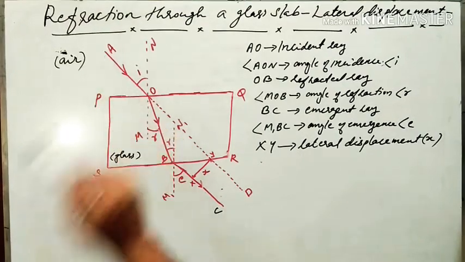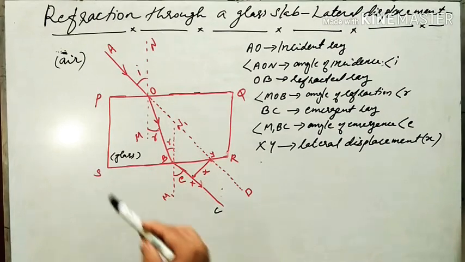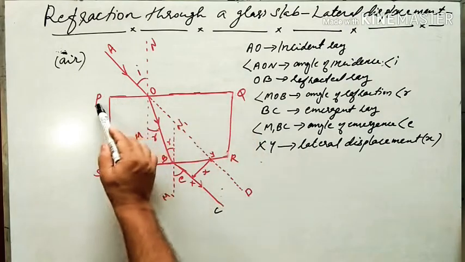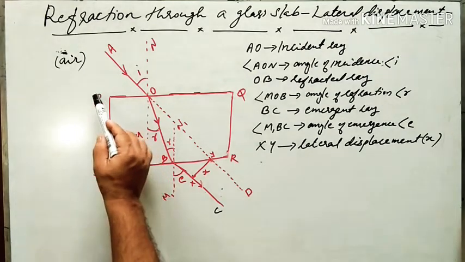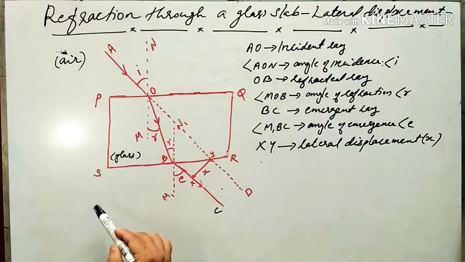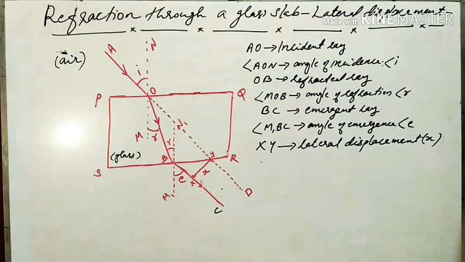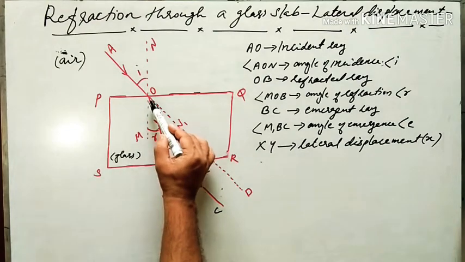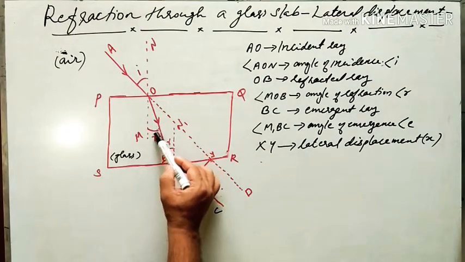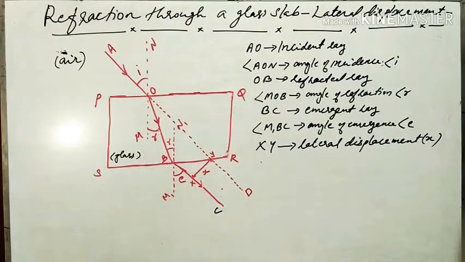Now the ray of light AO is ready to enter from air to glass. Refraction is taking place from air to glass at the surface PQ. PQ is the surface of separation between glass and air. So at the surface PQ, the ray of light AO is ready to enter into glass. Since it is traveling from air to glass, it slows down in glass and the ray bends towards the normal. You can see that the refracted ray OB is bending towards the normal.